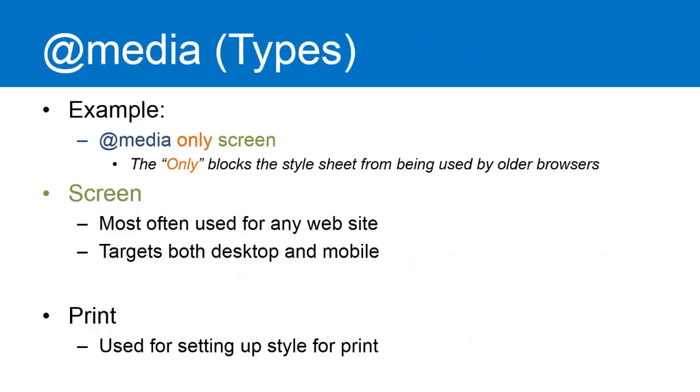This next component is the @media rule. Within the CSS, you can use @media to target specific things like screens or the print layout. The most common for responsive is @media screen or @media only screen. What this does is it says, if the content is being viewed through a screen, then use this type.